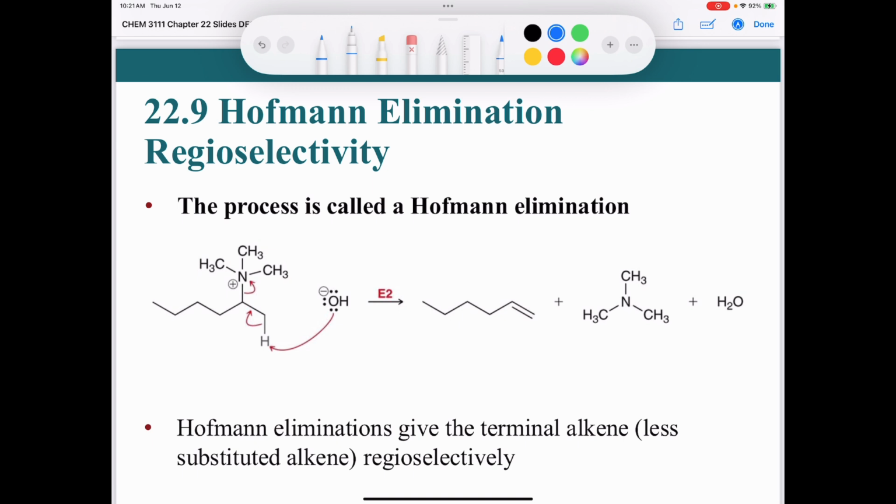Now, the reason why we use silver oxide is because initially, when you have the quaternary ammonium iodide, it's going to react with the silver oxide to make silver iodide, which is going to precipitate out of the reaction mixture. And so you have hydroxide left over to do your elimination.